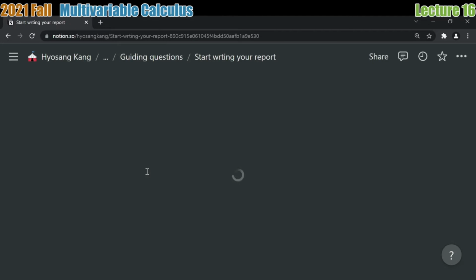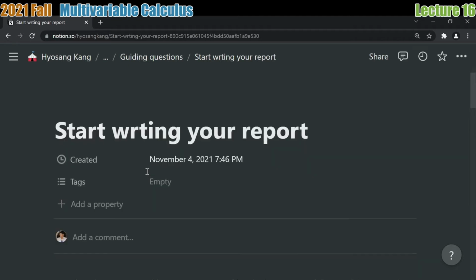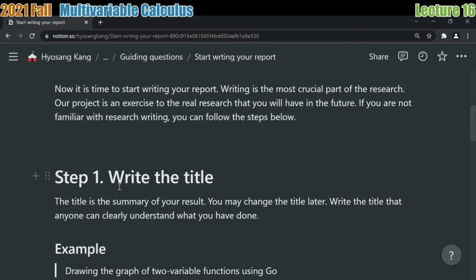And the last one, I added the page called Start Writing Your Report in Project. That basically lets you write the report, so you can start the project on your own. You can fill out whatever I wrote here, but you can simply read it and then start writing your report on your report page.